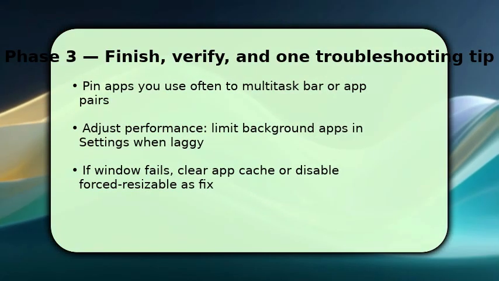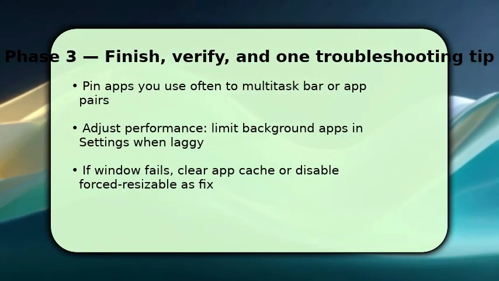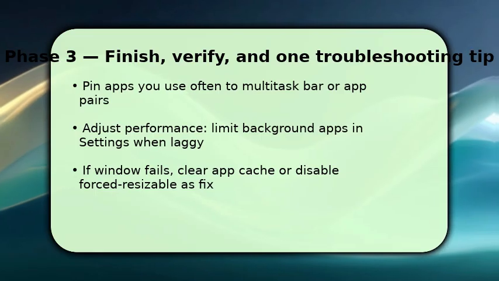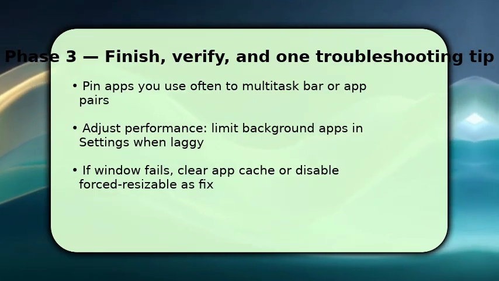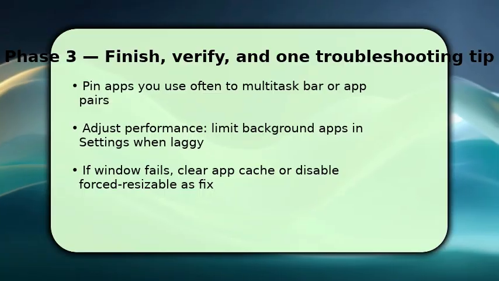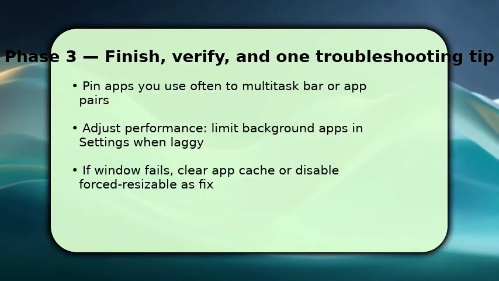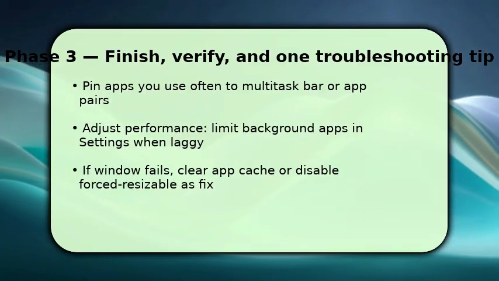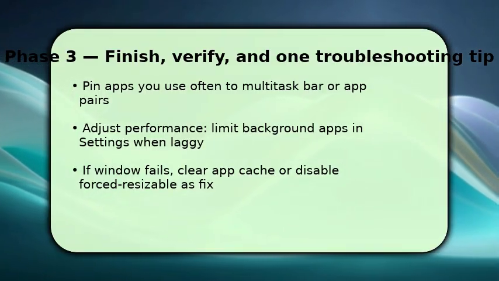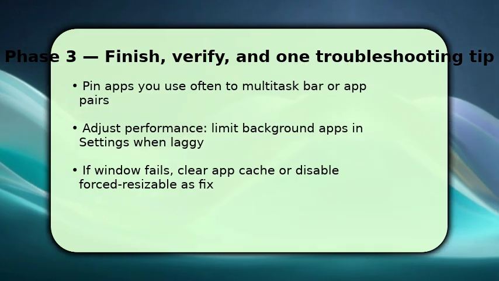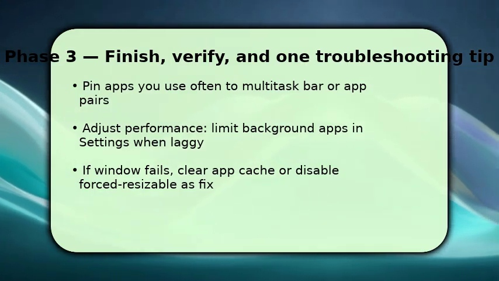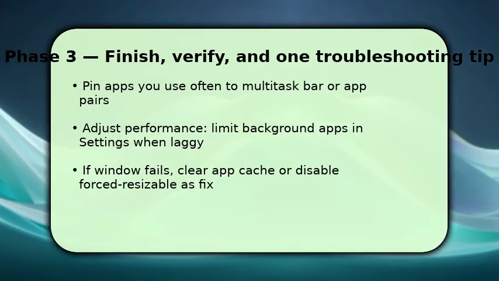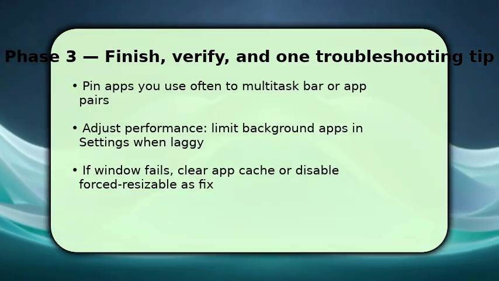You finish by optimizing behavior and knowing one key fix. Arrange app pairs or pin shortcuts for quick recall. This saves time each session. Adjust battery and background limits to reduce lag, and change animation scales in developer options for snappier resizing. If a window won't open or stays black, clear that app's cache, restart the tablet, and if you used forced resizable, toggle it off. This often restores native behavior. Once resolved, practice these steps and you'll multitask smoothly.